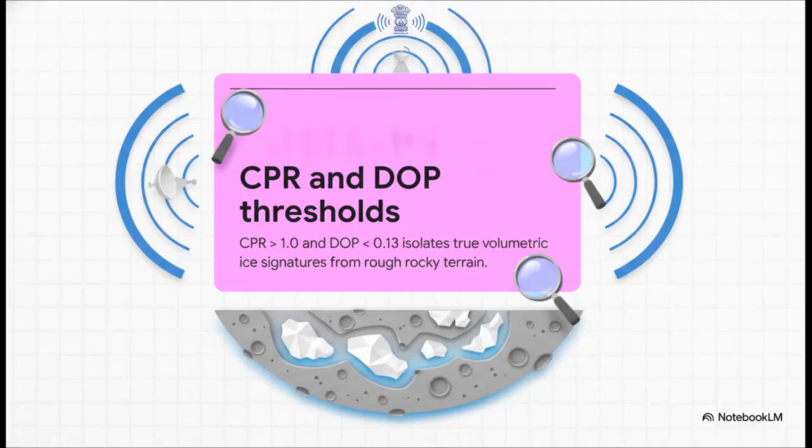The mathematical solution actually lies in our advanced radar instruments, specifically the dual-frequency synthetic aperture radar aboard Chandrayaan-2. Traditionally, scientists just looked for a circular polarization ratio, or CPR, above 1.0 to find ice. But here's the problem. Rough rocks trigger a high CPR too. So to fix this, we introduced a dual validation method. We demand a CPR above 1.0, sure, but we pair it with a degree of polarization, or DOP, below 0.13. Together, these two metrics definitively isolate true volumetric ice signatures from false positive rocky terrain.